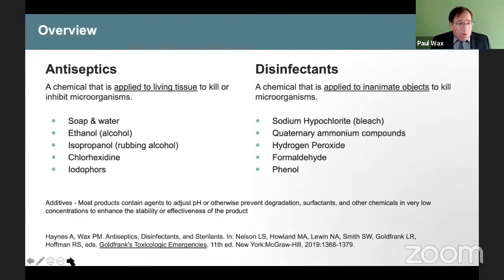Antiseptics include soap and water, ethanol, isopropyl, and we'll be having an upcoming webinar later on in the spring regarding some of these hand sanitizers, which use some of those exact chemicals. Disinfectants include sodium hypochlorite or bleach, quaternary ammonium compounds, hydroperoxide, formaldehyde, and phenol. And the first three we'll be discussing in some detail today. Next slide.